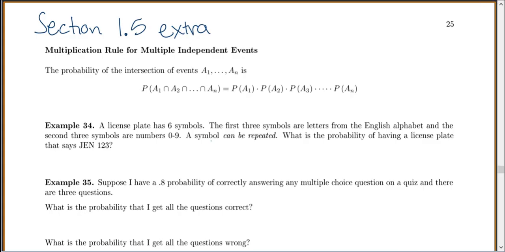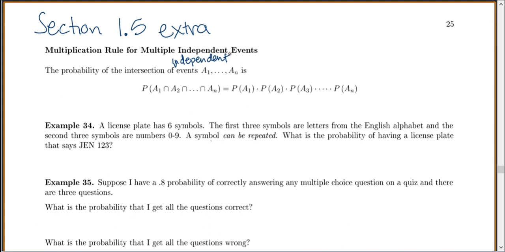So now we're talking section 1.5. We're going to do this extra page about the multiplication rule for multiple independent events. So if we have the probability for the intersection of events, now let's make sure we add in this word. This is only true if it's independent. Otherwise, we have to worry about conditional probabilities.